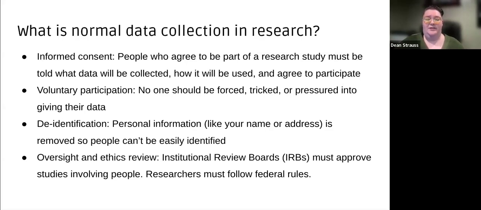Next is de-identification. That means taking your personal information, like your name or where you live, and removing that so people can't be identified from the data, right? Then oversight and ethics review. So institutional review boards have to approve studies involving people. Researchers have rules, federal rules, that they have to follow, and these are super important to making sure that we are protecting people who are involved and giving their data for these studies. Next slide.